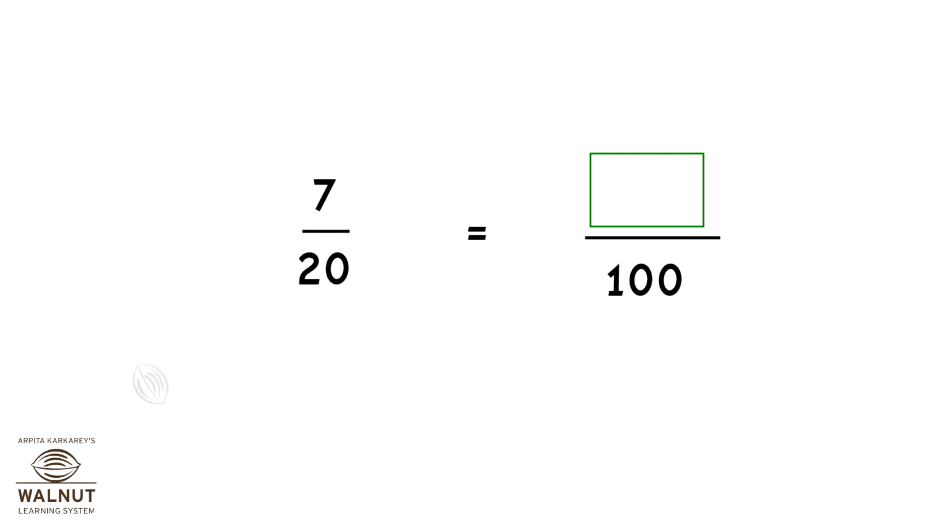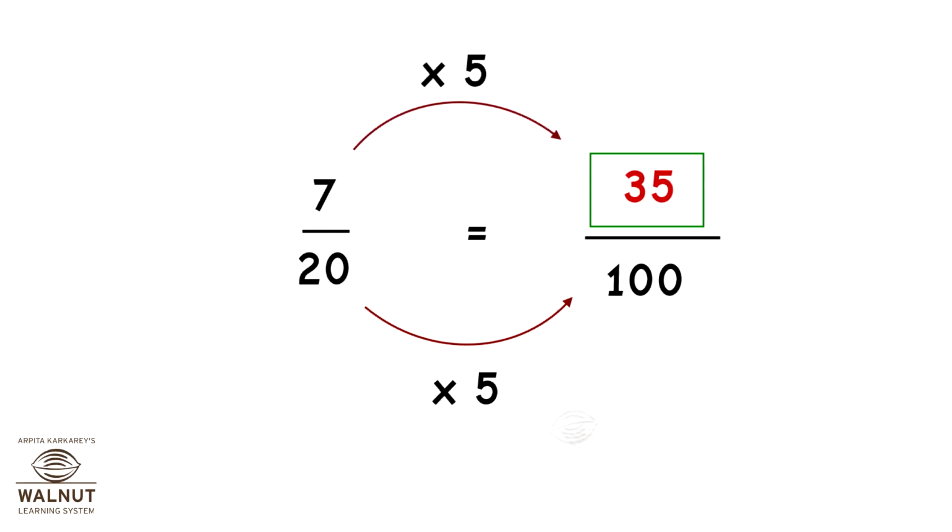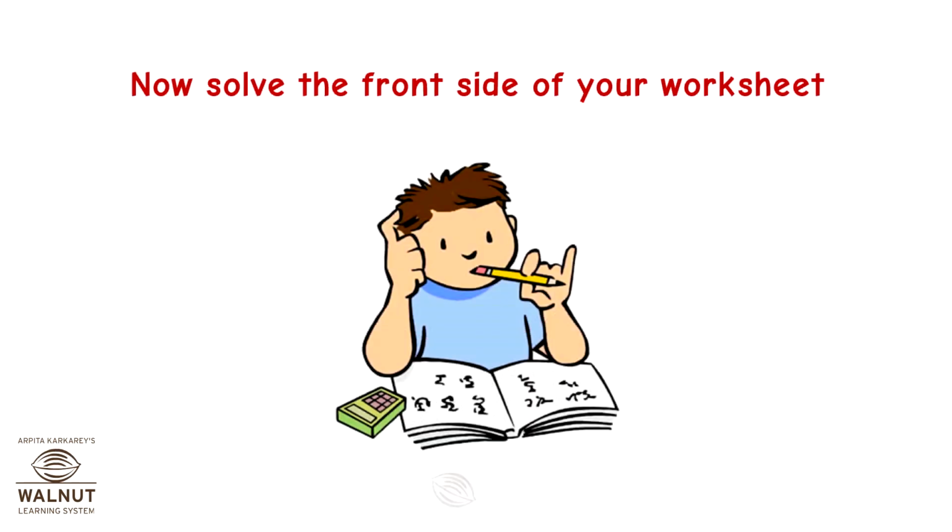Let's take a look at another one. We have 7 upon 20 and we want to make an equivalent fraction with denominator 100. Now 20 into 5 is 100. Whatever we do to the denominator, we have to do to the numerator. So we multiply the numerator by 5, which gives us 35. So the equivalent fraction is 35 upon 100 or 35 by 100. Now solve the front side of your worksheet.